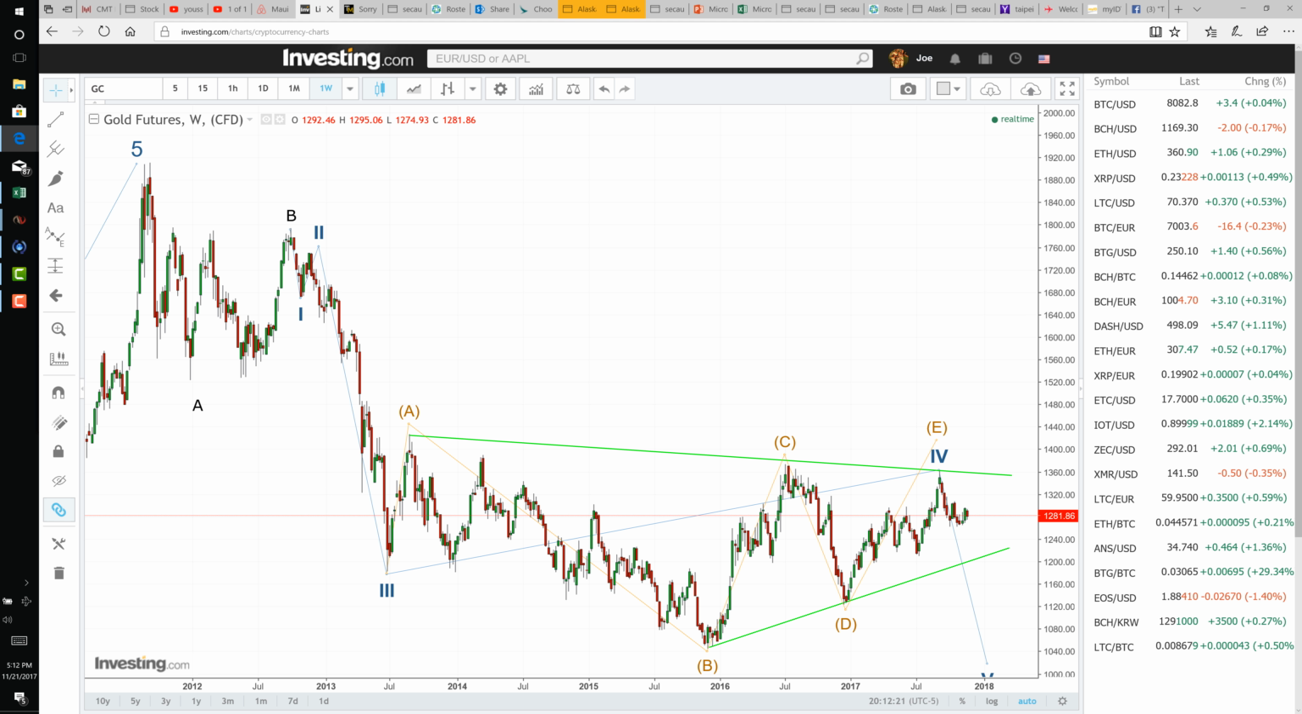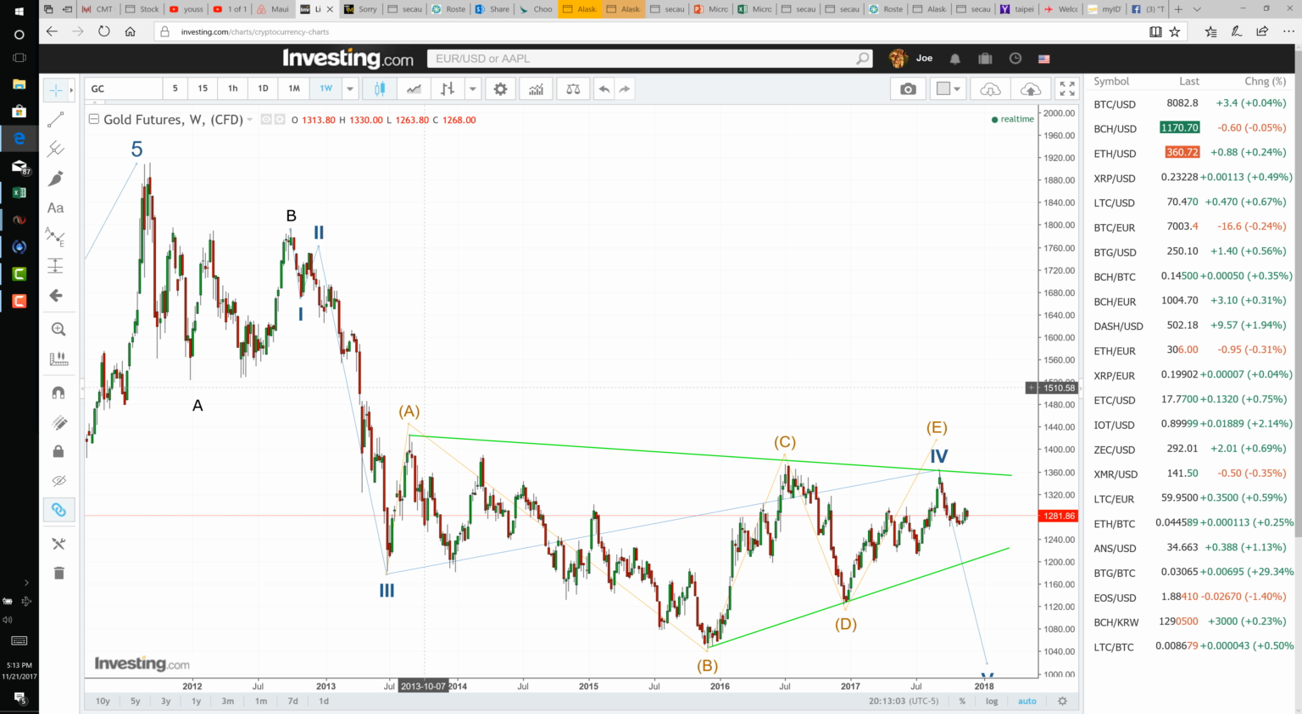Now, if this is not a 5 up here at the top and this is a 3, then you're looking at a totally different ballgame, because now you have the A, the B, and then the 1, 2, 3, and then 4, and you would need one more move to the downside to complete. Wait, hold on, that'll be 3. It'll be 1, 2, 3. Yeah, you would still have one more move to the downside, but ultimately, gold will be going higher at some point within the next couple of months.